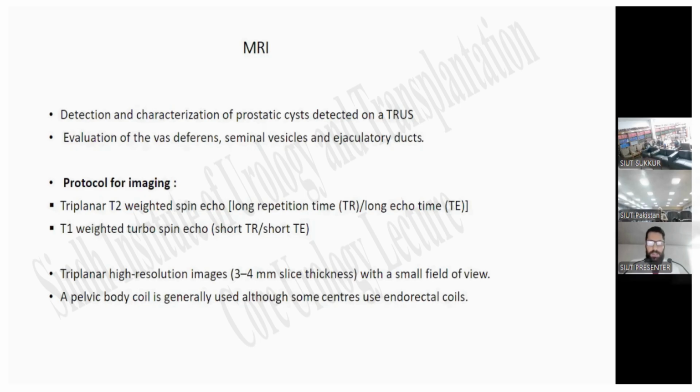MRI is used for the detection and characterization of prostatic cysts that are detected on transrectal ultrasound, and also for the evaluation of vas deferens, seminal vesicle, and ejaculatory ducts. The protocol for imaging is triplanar T2 weighted spin echo with long repetition time and long echo time, and T1 weighted turbo spin echo with short repetition time and short echo time. The triplanar high resolution images of 3 to 4 mm slice thickness are taken with a small field of view, and a pelvic body coil is generally used, although some centers use endorectal coils.